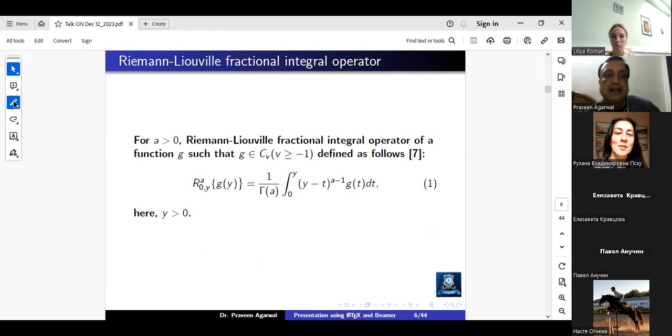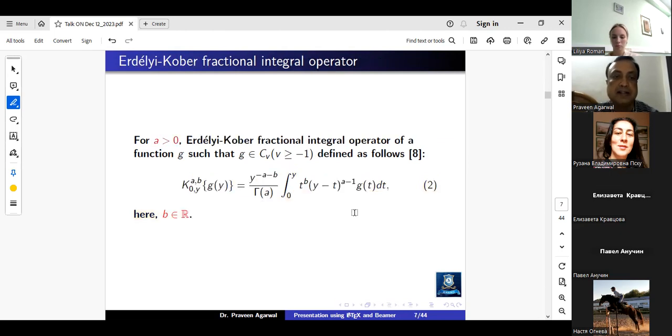So we can easily understand the function is defined in the form of this formula. This is the Riemann-Liouville fractional integral: R^a_0 g(y) equal to 1 upon gamma(a) integral from 0 to y of (y minus t) raised to power a minus 1 g(t) dt, where y is greater than 0.